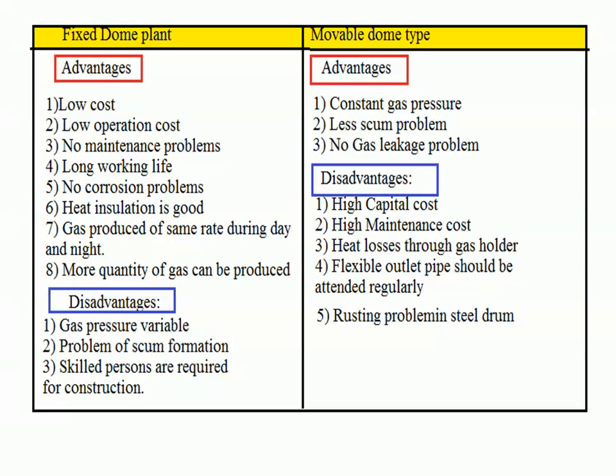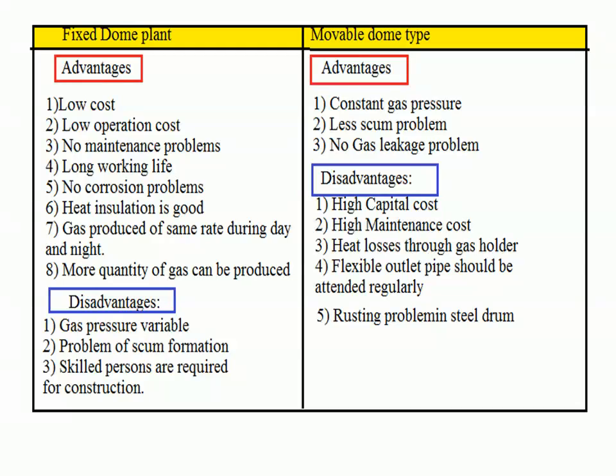Disadvantages: gas pressure is variable. Problem of scum formation in the intermediate portion. Skilled persons are required for construction of the plant. That is one thing. In general you can write these, no problem.